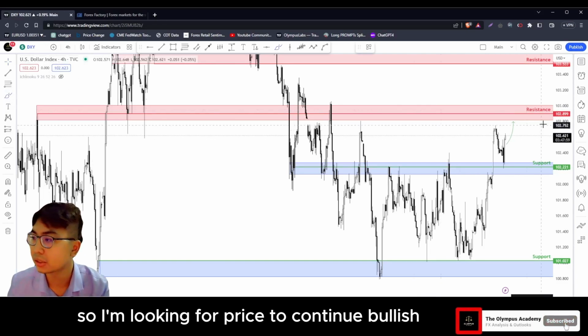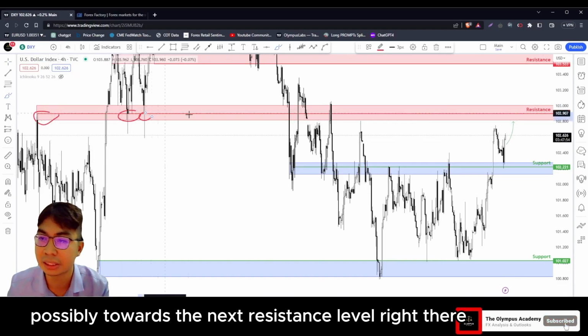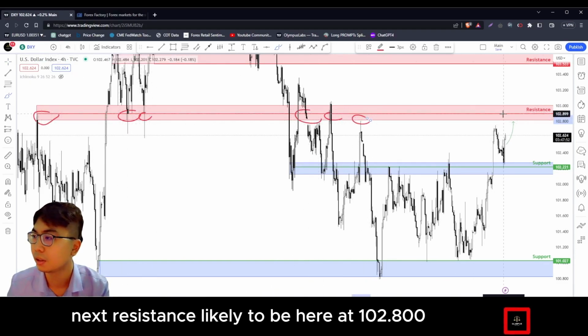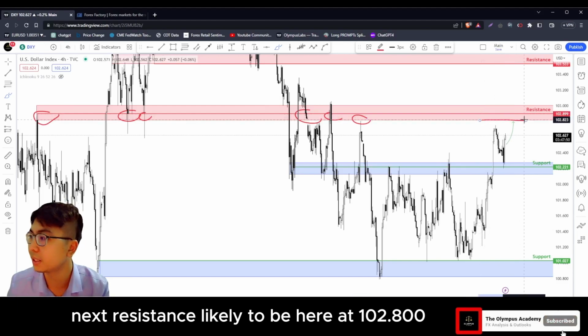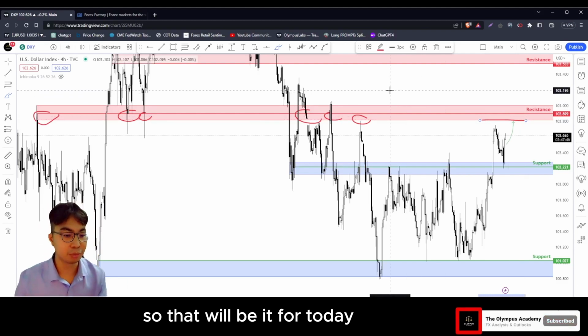So I'm looking for price to continue bullish, possibly towards the next resistance level right there. Next resistance likely to be here at 102.800.